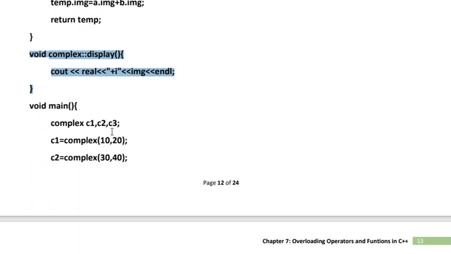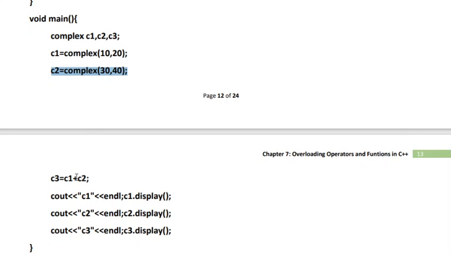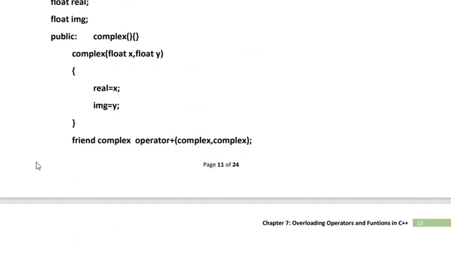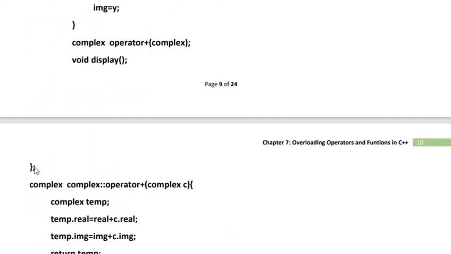Now just see here, again I have three objects, c1, c2, and c3. I made an explicit call to the constructor where 10 and 20 will be initialized to the real and imaginary part of c1, 30 and 40 will be initialized to the real and imaginary part of c2, and then I made a function call to the operator function that is capable of adding the content of c1 and c2 and placing it in c3, and I've displayed the result of c1, c2, and c3. So this is the way we can overload an operator using a member function and a friend function.